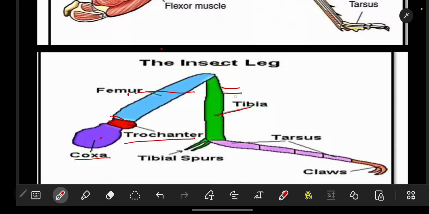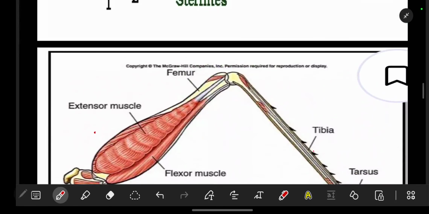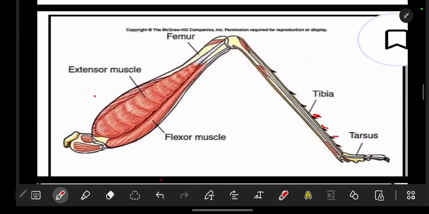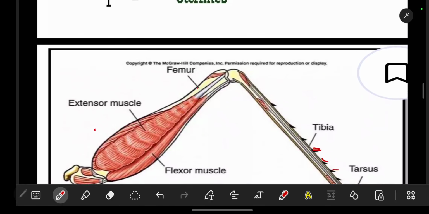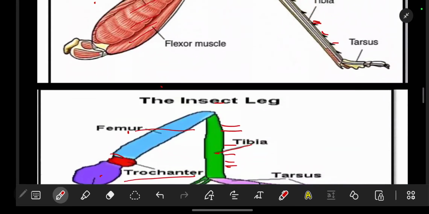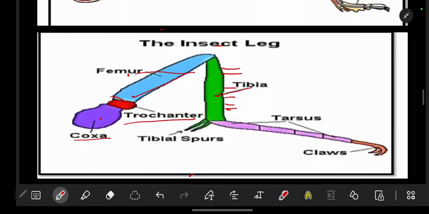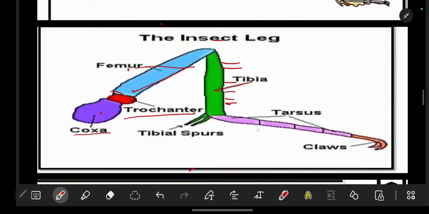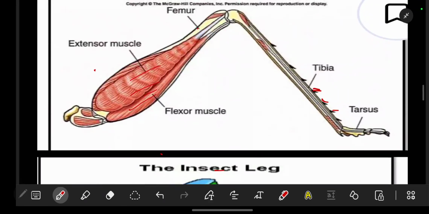So basically the tibia will have mostly spikes. If we look at another diagram, it will have mostly spikes like that. The tarsus is there. Then we have the femur. It will have the strong muscles. But for the sake of the exam, this diagram is enough. The femur, the tibia, the trochanter, the coxa, and the tarsus. So know how to draw this structure.